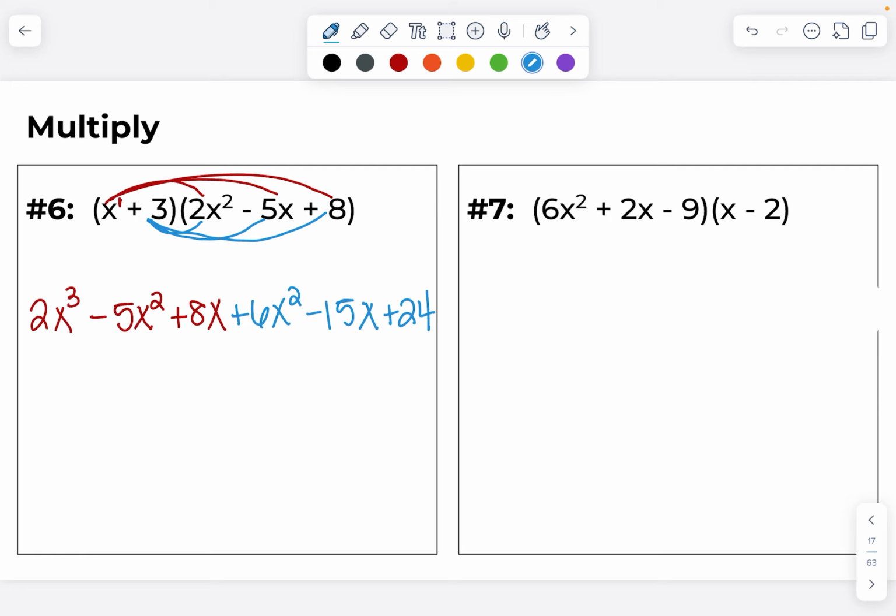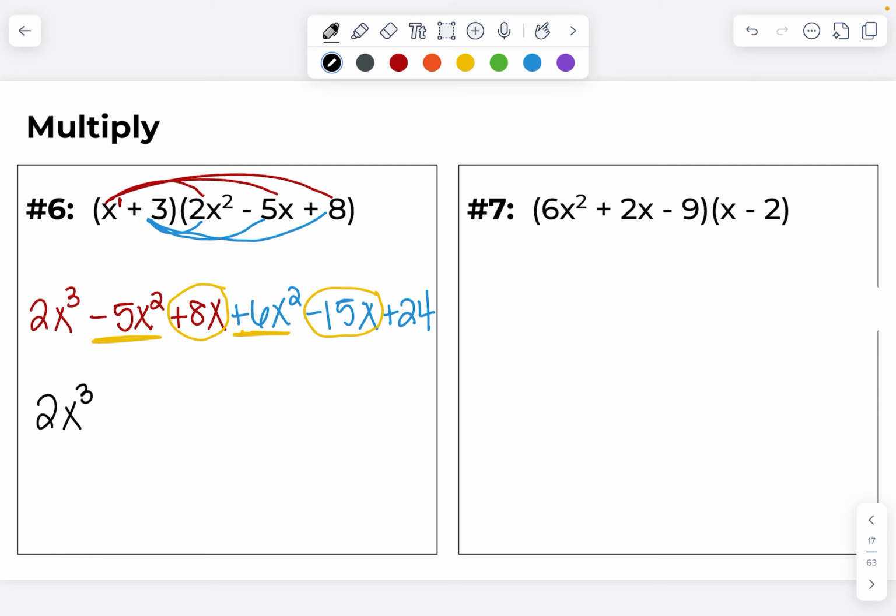Now from here, I can combine like terms to get my simplified answer. If I look at this and try to figure out what terms can be combined, I've got an x squared term here and here, so those can be combined. I also have a plus 8x and a negative 15x that can be combined. Nothing can be combined with the 2x cubed, so it comes down as is.